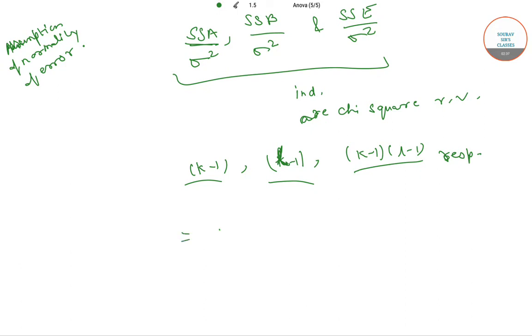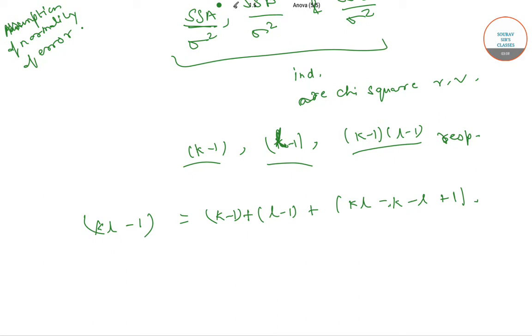So we are having k minus 1 plus L minus 1 plus (k minus 1) into (L minus 1), which is k minus 1 plus L minus 1 plus KL minus K minus L plus 1. From here, the left hand side has KL minus 1 degrees of freedom, and the right hand side is also equal to KL minus 1.